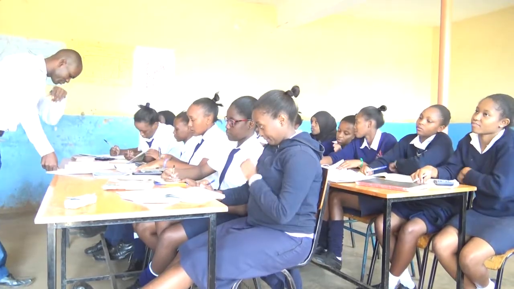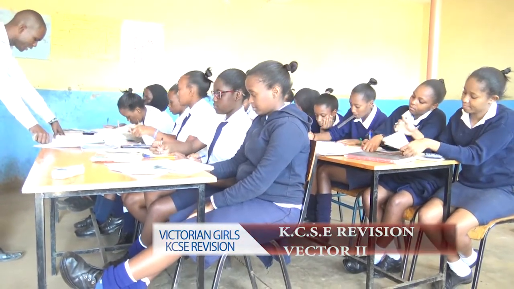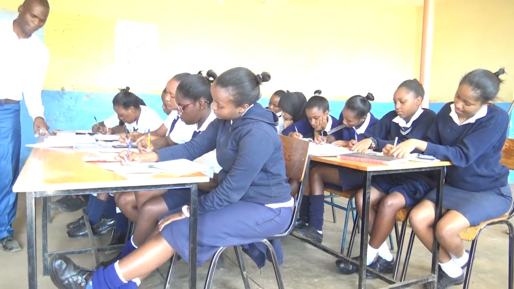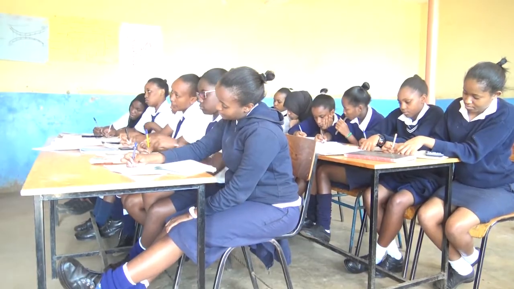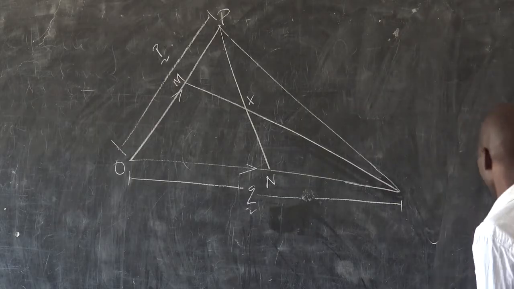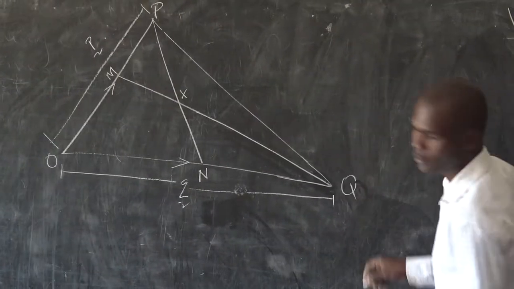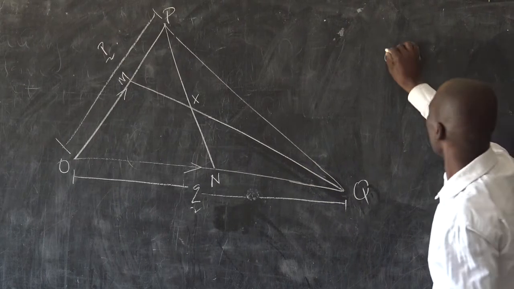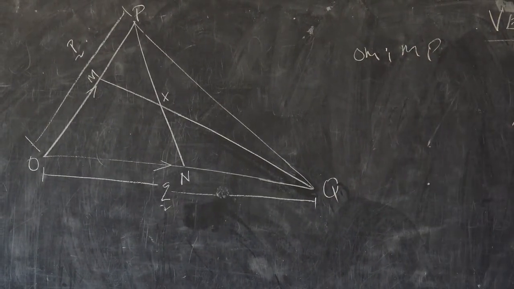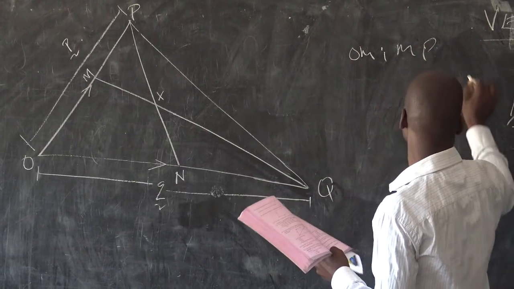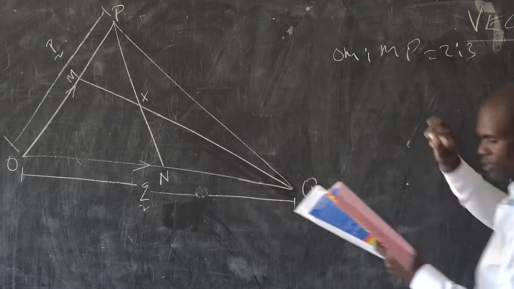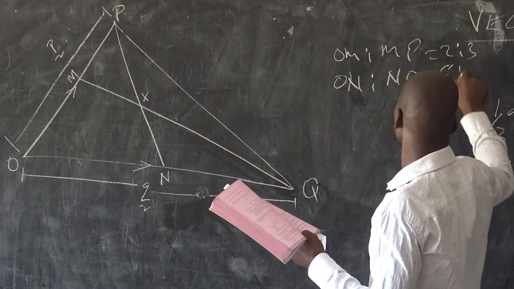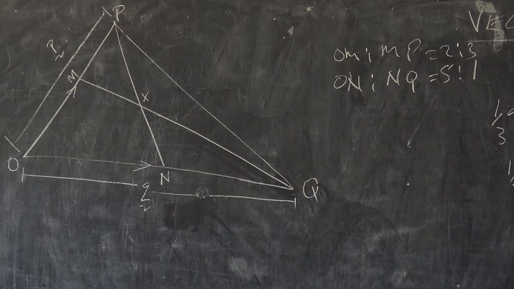The second question is: in triangle OPQ below, OP equals p, OQ equals q. M lies on OP such that OM to MP is 2 to 3, and N lies on OQ such that ON to NQ is 5 to 1. So that is the ratio. We have been given the ratio.